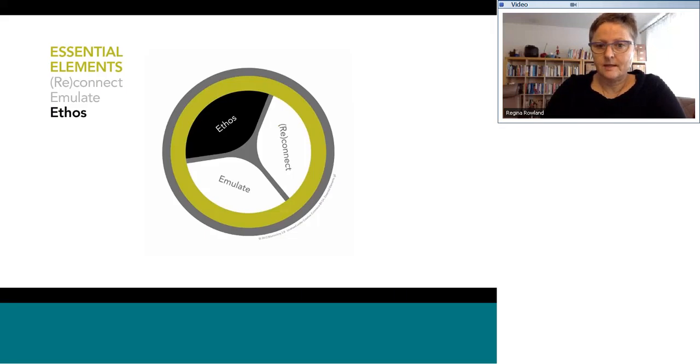So now we know that the practice includes reconnecting to nature physically, individually. It includes a process with 4 phases, the emulate aspect, so that's the biomimicry thinking innovation process. And now let's talk about ethos, which is the philosophy of biomimicry. And ethos is the mandate for sustainability here.